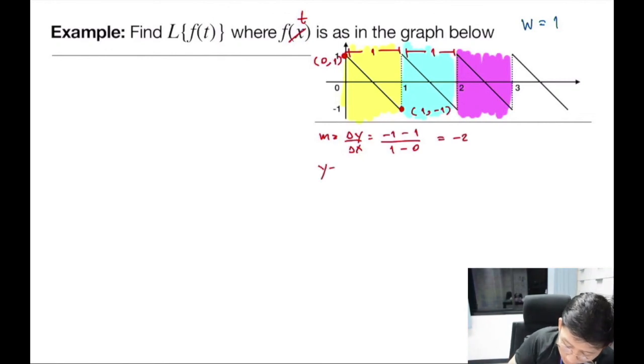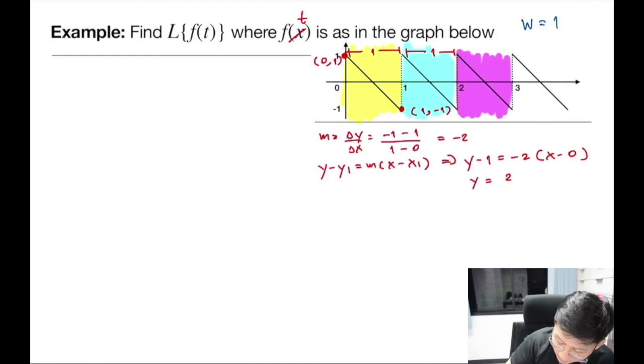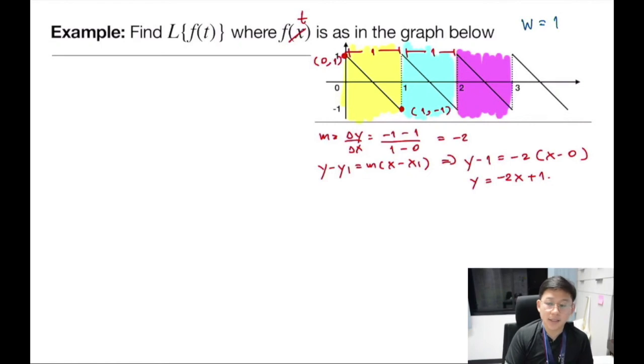Okay guys, again, y minus y1 equals m times x minus x1. So you have y minus, I'm going to use this point, because x is 0, at least it's supposed to be easier. So y minus 1 equals minus 2 times x minus 0. So we get y equals minus 2x plus 1. Okay, so we have the equation for that graph.